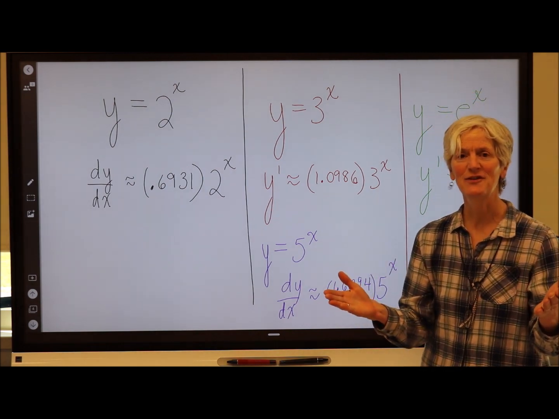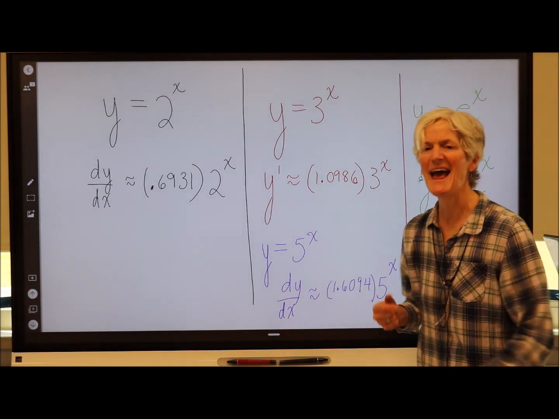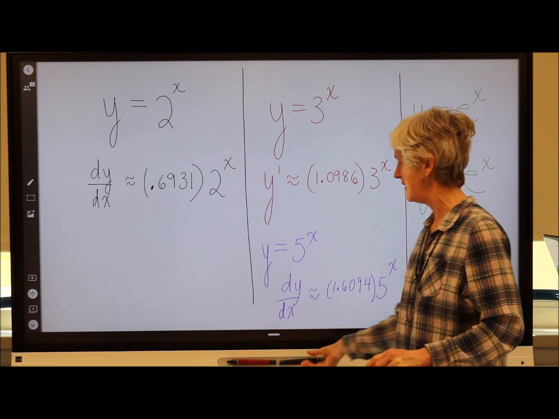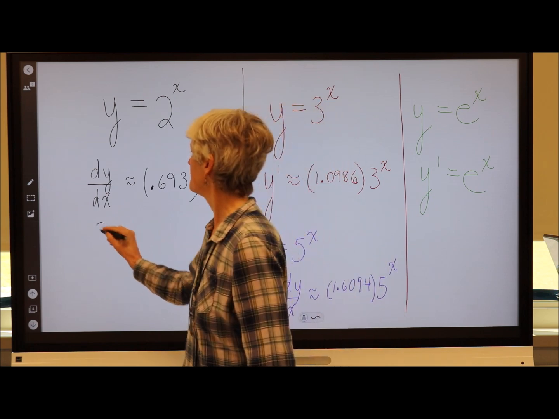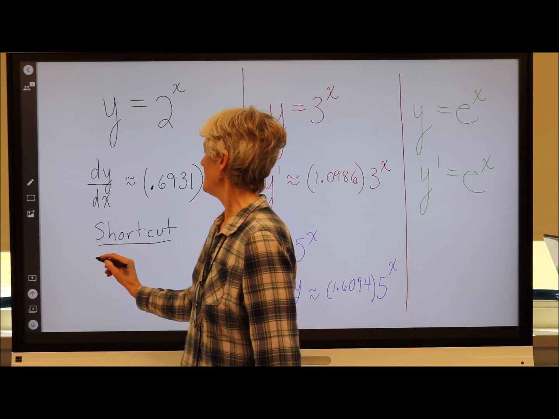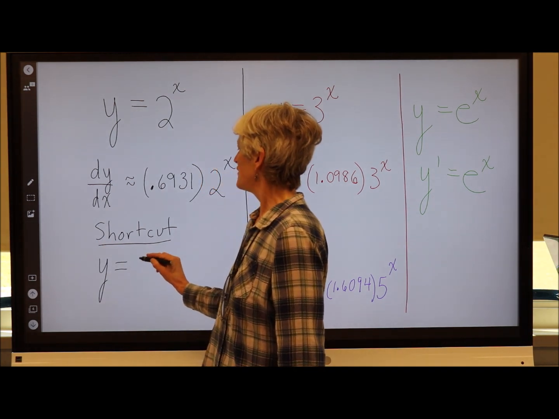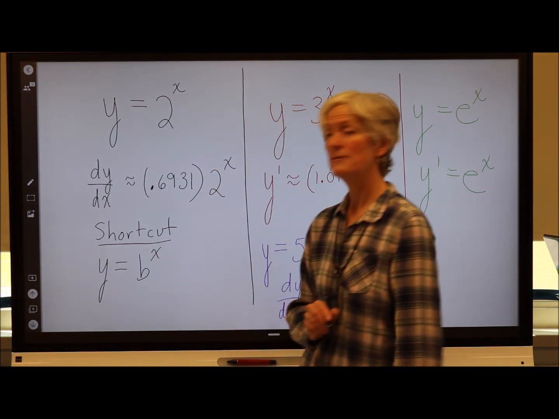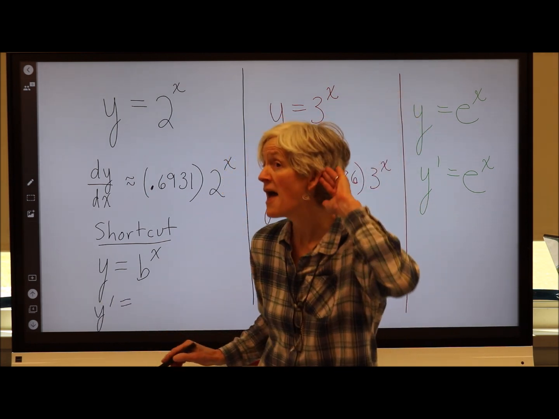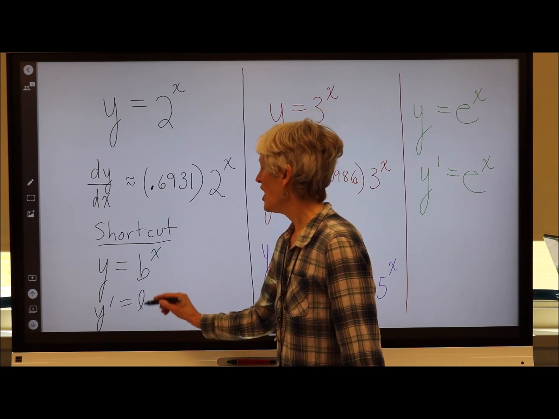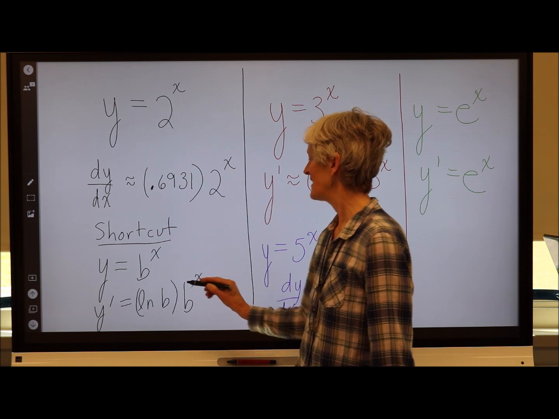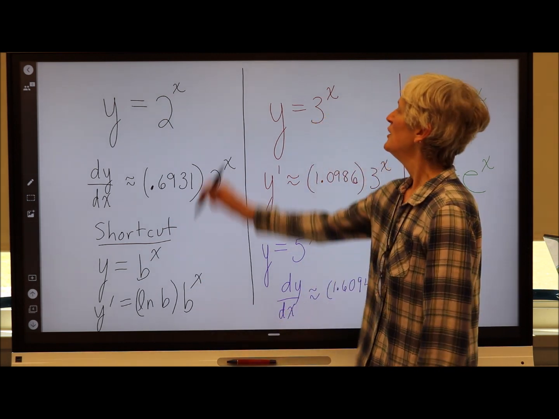Did you figure it out? Don't zip ahead. Figure it out. Grab your calculator. Play around. It's so much more fun to do it. All right, what's the shortcut? The shortcut is if you have y equals some number to the x, the derivative is going to be the natural log of the base times b to the x. Well done.